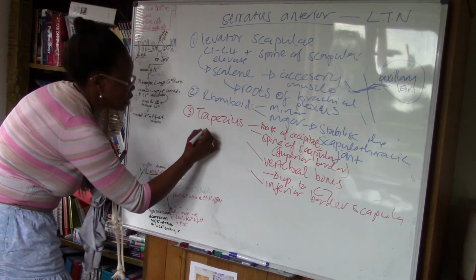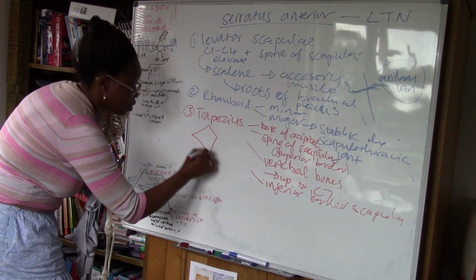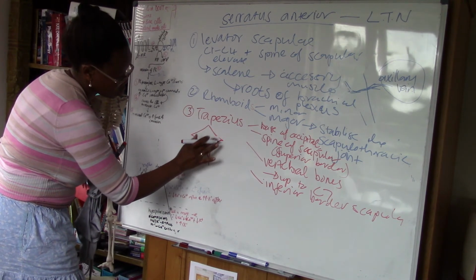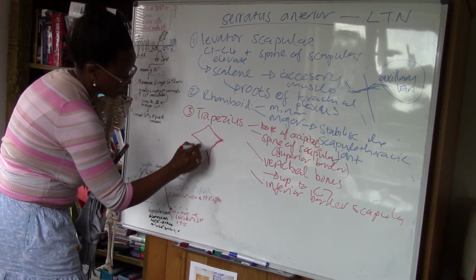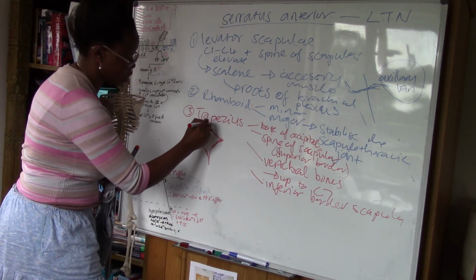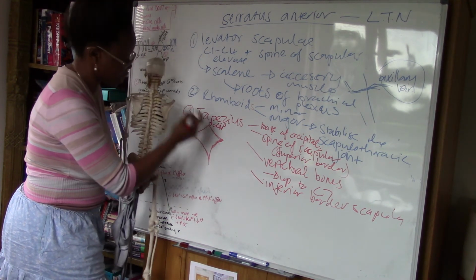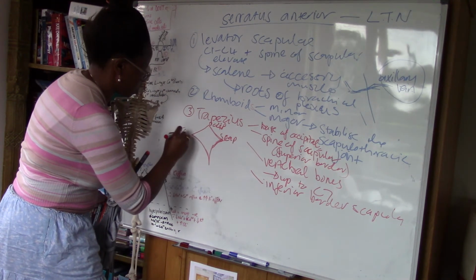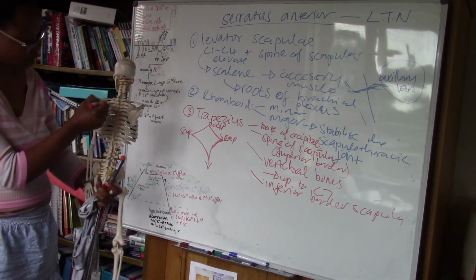So based on this attachment, it looks like a trapezium really, where I've not drawn it as accurately as I probably could. So that will be its attachment on the skull, so OC. That will be its attachment on the spine of scapula, so scap. And that would be its attachment on the vertebra, so it sits there.